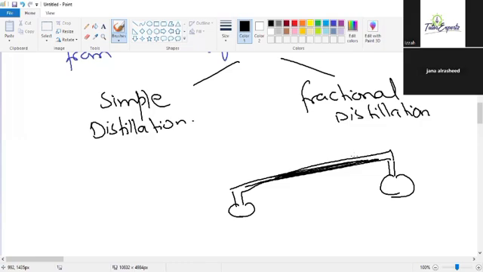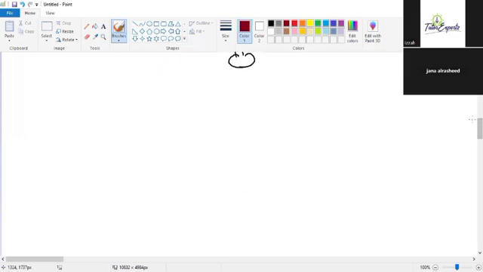Yeah, I've got it. So fractional distillation is when I want to separate specific components in one solution. And it is also used for liquids with boiling points very close to each other.